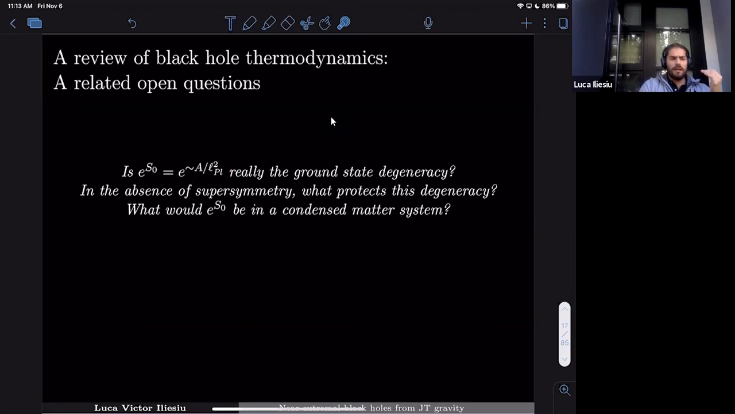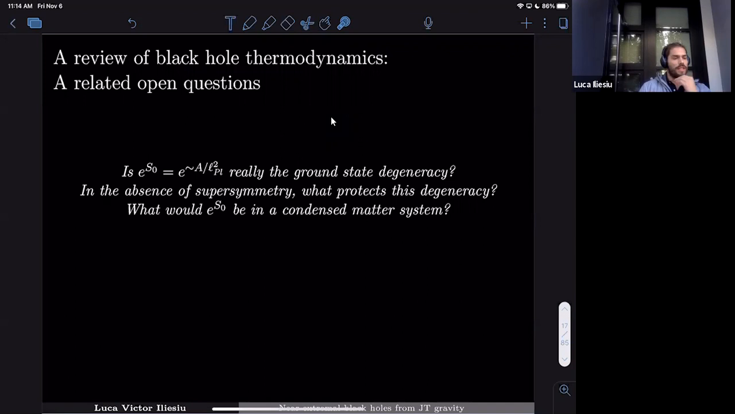An equally mysterious question is, if we are to take AdS/CMT at face value, what would e to the S zero be in a condensed matter system? Usually, when we have a system that doesn't have too many global symmetries, we don't expect that at a fixed charge, let's say a U(1) fixed charge sector, there would be a huge degeneracy of states for the lowest energy state in that sector.